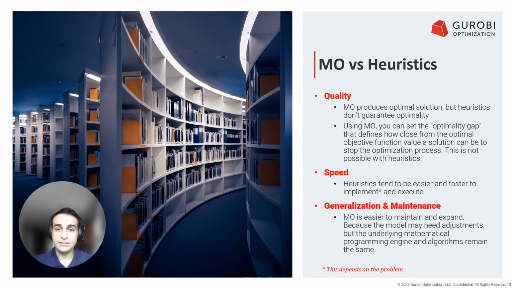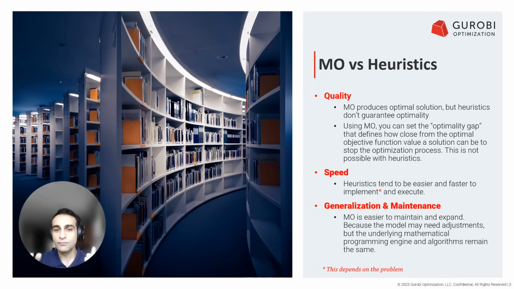The first difference is the solution quality. MO produces optimal solution, but heuristics don't guarantee optimality. Now, even if the optimal solution is not needed, you can still use MO to set the optimality gap or MIP gap. Now, what is this optimality gap? Briefly said, it defines how close from the optimal objective function value a solution can be to stop the optimization process.